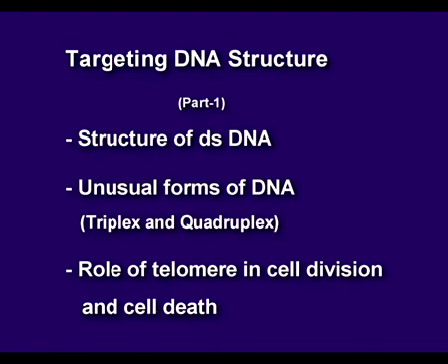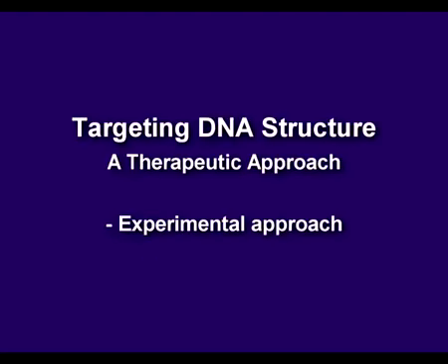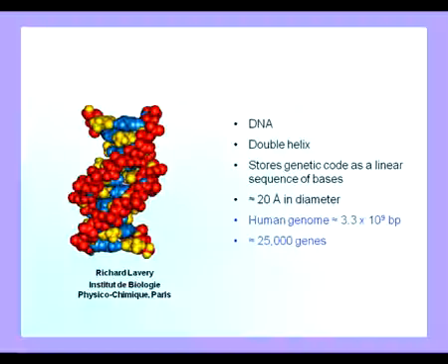This will be discussed in two parts. Part 1, targeting DNA structure, deals with salient features of double-stranded DNA, various unusual forms like triplex and quadruplex, and the significance of telomere in cell division and cell death. Second part, targeting DNA structure, a therapeutic approach, deals with various experiments. So, let us start with DNA structure.